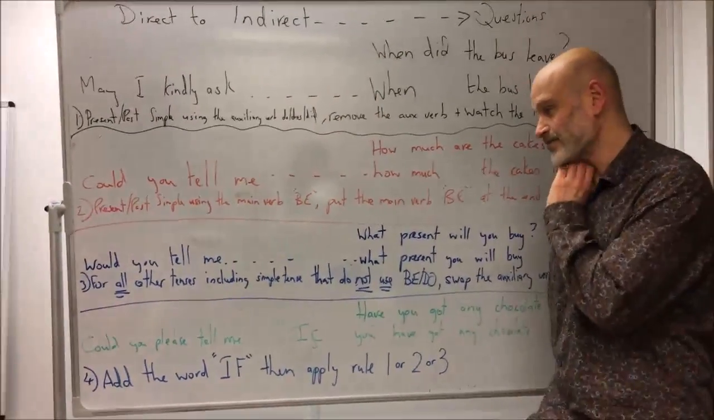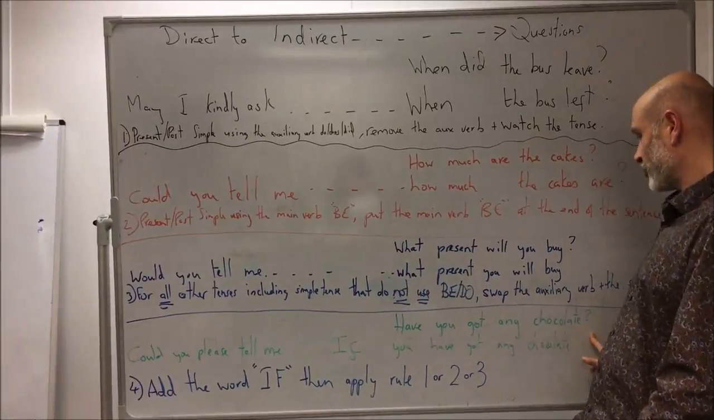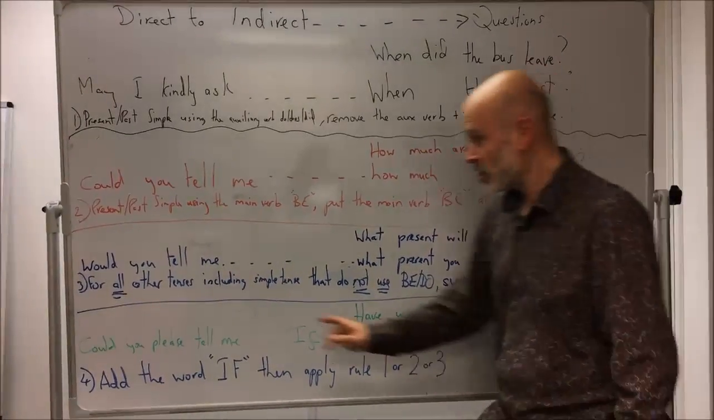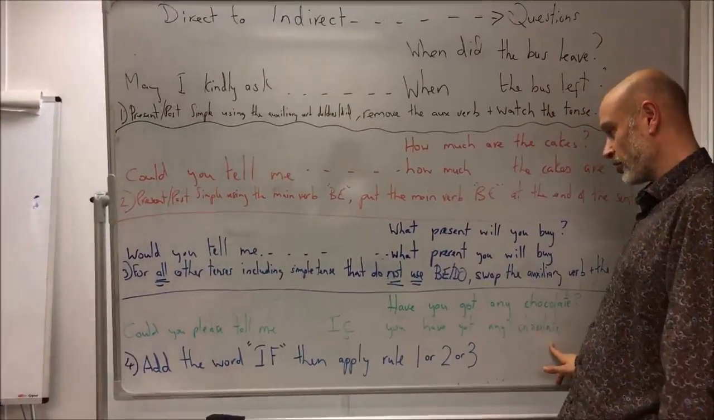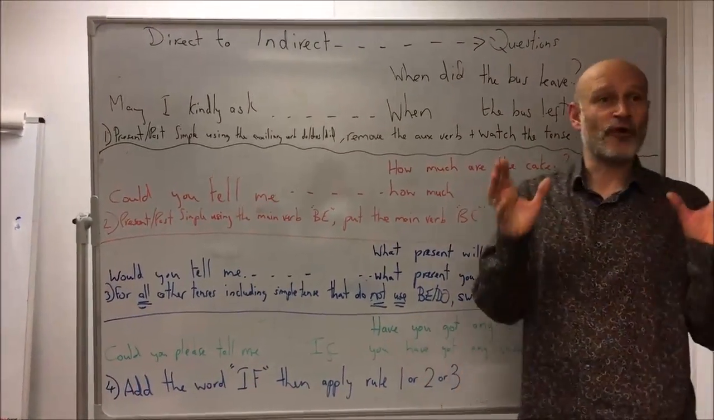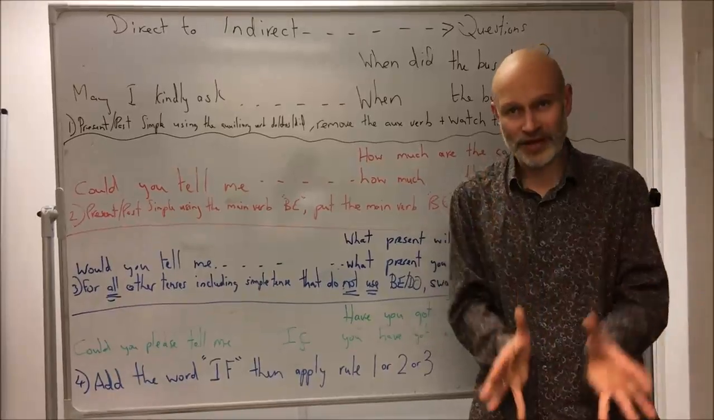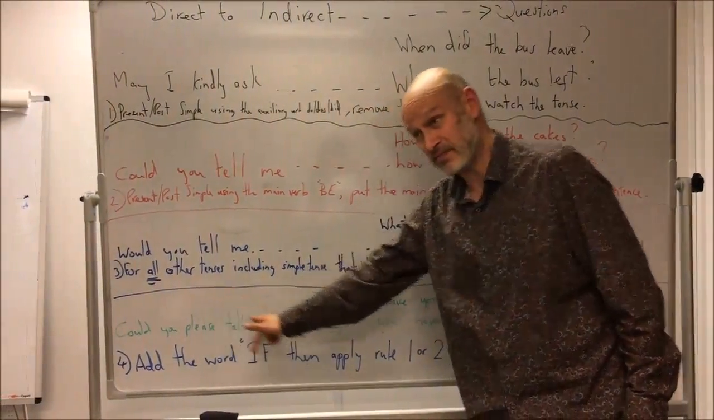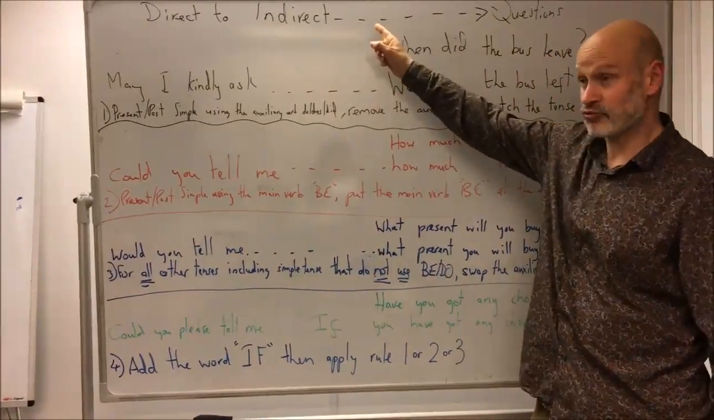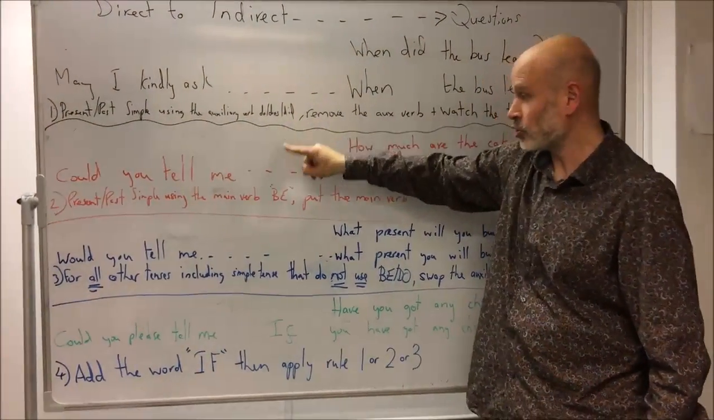And finally, have you got any chocolate? The most important question in the world. Could you please tell me if you have got any chocolate? So rule number four, for all yes, no questions, add the word if after the polite bit, and then is it rule 1 or rule 2 or rule 3?